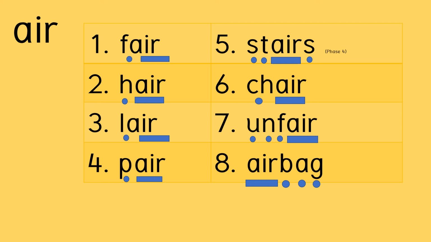Number five, right, this is a phase forward. This is a little bit tricky. We've got to do st, air, z, stairs. Number six, ch, air, chair. Right, number seven, we're going to do this in two bits. So we've got un, and then we've got air, fair, unfair. Number eight. Right, this looks like it's got two words in it. So we've got air, so there's our trigraph at the start, air. Then we've got b-a-g, bag, air, bag, airbag.